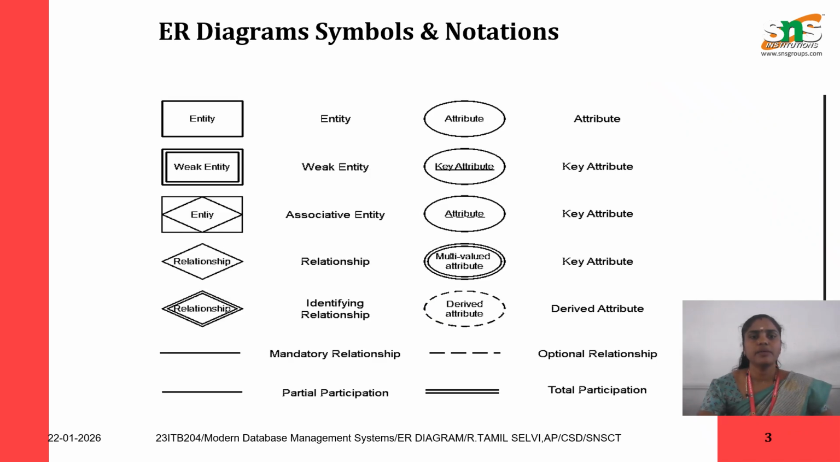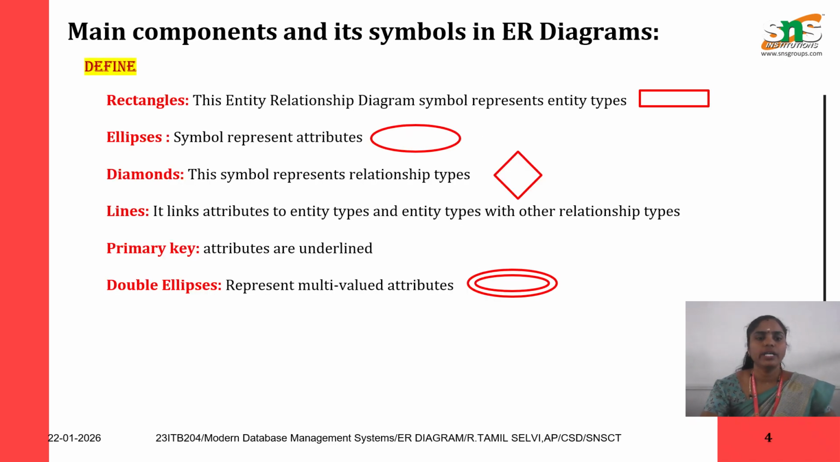So here I listed some ER diagram symbols and notation. It mainly contains three basic symbols which are rectangle, oval and diamond to represent relationship between the elements, entities and attributes. So here I listed some main components and its symbols in ER diagram. First one is rectangle that represents entity and its types, ellipse that represents attributes, and diamond that represents relationship types, and lines that connect the attributes and entity and make the relationship.